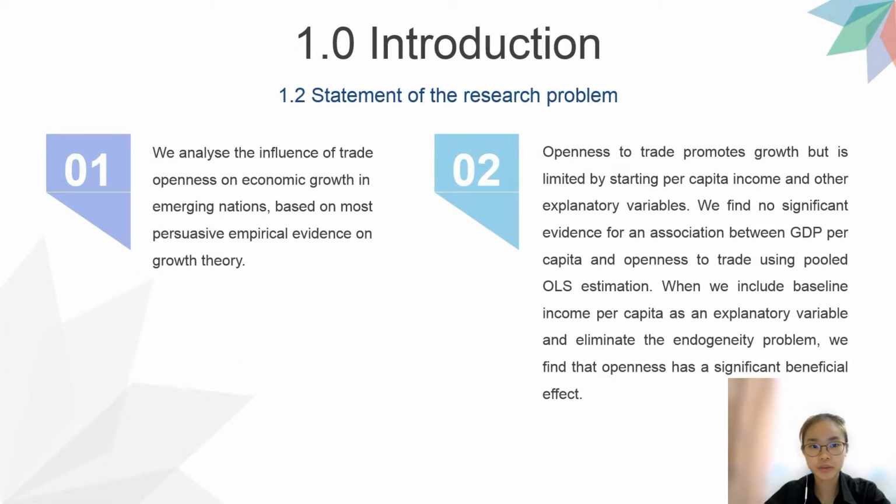Statement of the research problem. We analyze the influence of trade openness on economic growth in emerging nations based on the most persuasive empirical evidence on growth theory. Openness to trade promotes growth but is limited by starting per capita income and other explanatory variables. We find no significant evidence for an association between GDP per capita and openness to trade using pooled OLS estimation. When we include baseline income per capita as an explanatory variable and eliminate the endogeneity problem, we find that openness has a significant beneficial effect.